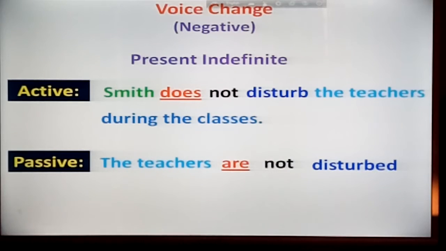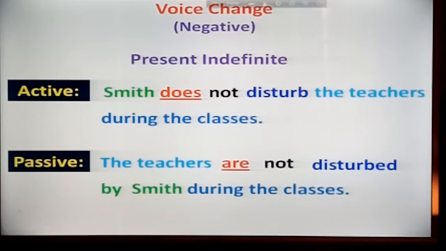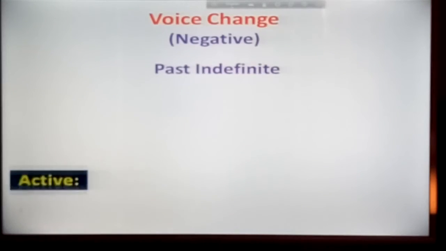And after the main verb you use by plus agent. The agent of the active voice becomes the object of the passive voice, and the phrase after the object in the active sentence is used after the object of the passive sentence too. So dear students, now let's move on to see another example in the past indefinite tense.